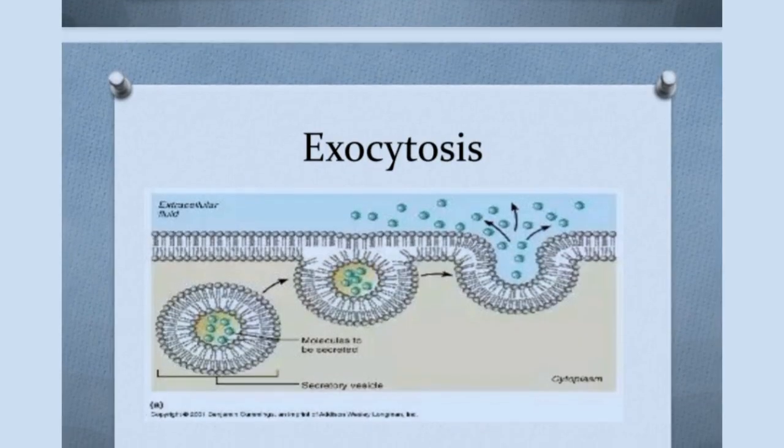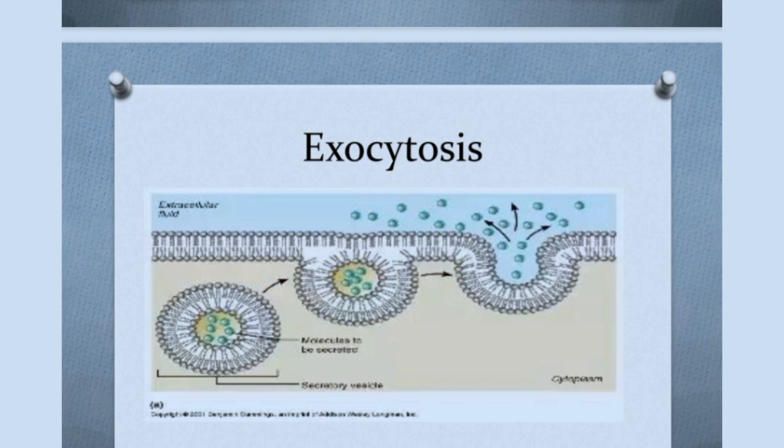Now let us study exocytosis. Exocytosis is the process in which the vesicles formed inside the cell fuse with the plasma membrane to release their contents into the surrounding medium. Exocytosis is also known as cell vomiting. Several cells employ this method for the removal of wastes. Hormones, enzymes and other secretory substances are also released from the cells by this process.